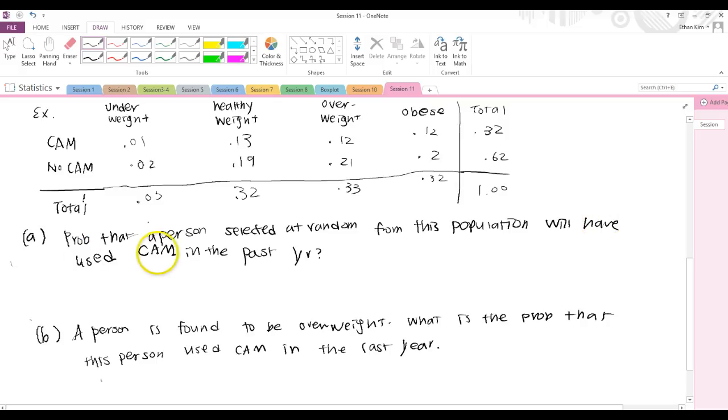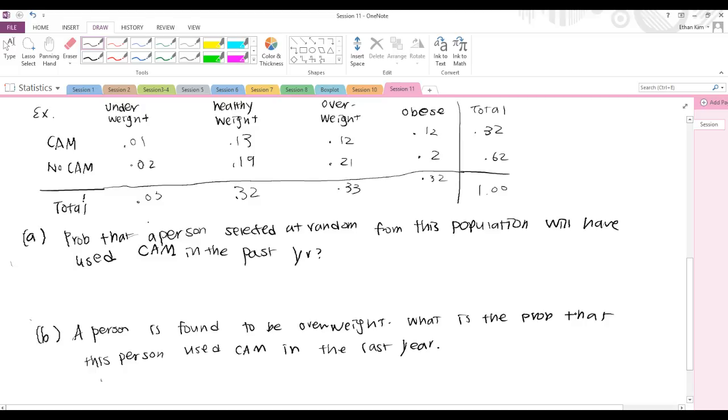Okay, so work on this problem. It might be a little confusing at first, but just try your best and give it a shot and come back to it when you're ready. Okay, so pause the video and work on it.